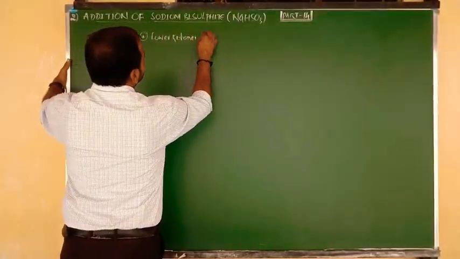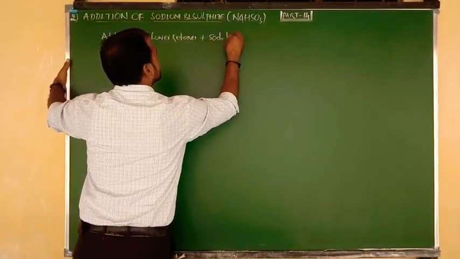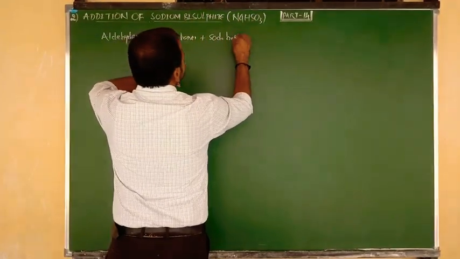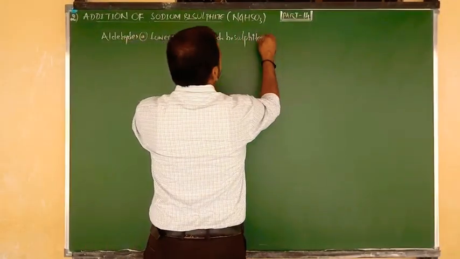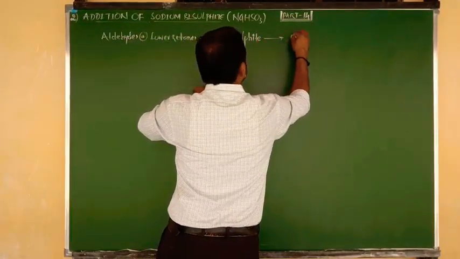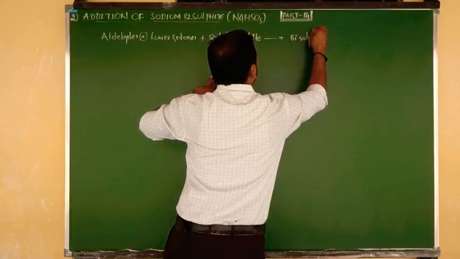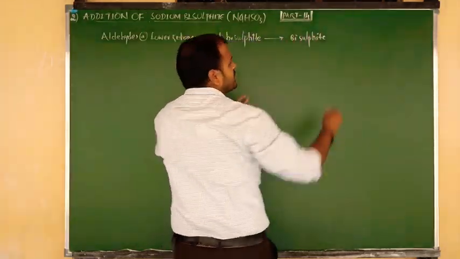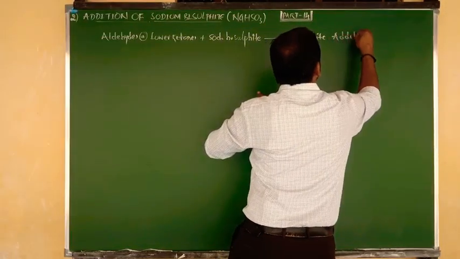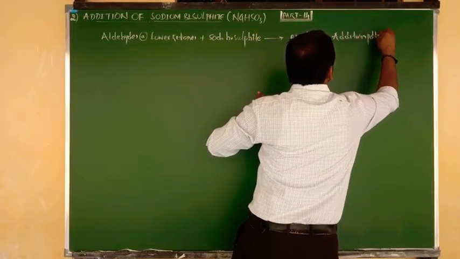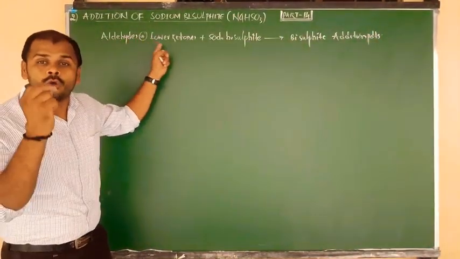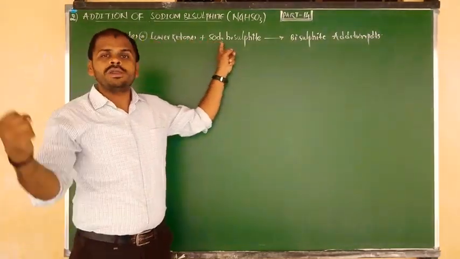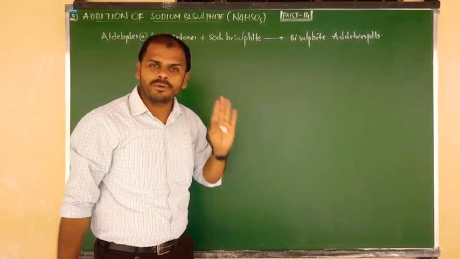So aldehydes and lower members of ketones, upon addition of sodium bisulfite, form a product. The product name is very important, be careful. The product is called bisulfite addition products. Once again, aldehydes and lower members of ketones on addition with sodium bisulfite form bisulfite addition products.